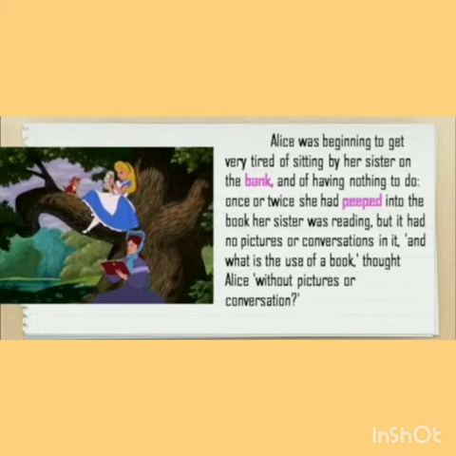What are they saying here? Alice and her sister were sitting near the river bank and Alice's sister was reading a book. In that book, there was no picture or conversation. Nothing was there. So Alice is thinking, what is the use of reading that book, because it has no picture or conversation? Have you all understood the first paragraph?